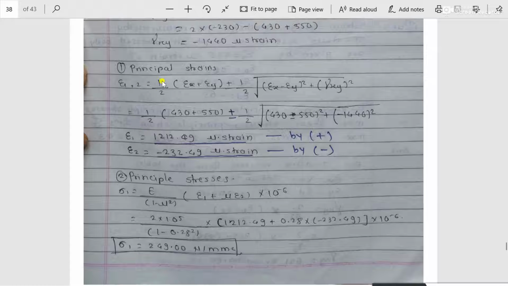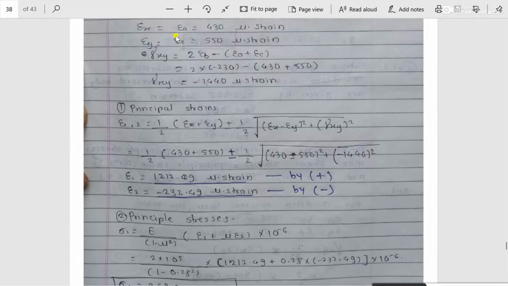For the next step, 1/2 is as it is. The epsilon x we have calculated from the top, so we put the value of epsilon x. The value of epsilon y is equal to epsilon c, as it is, plus minus sign also as it is, then 1/2 and the square root of epsilon x minus epsilon y, bracket square, that is 430 minus 550 bracket square, plus gamma xy, which we have calculated as a negative value, so we take that negative value as it is, that is minus 1440 square. From this equation I can calculate the values of epsilon 1 and epsilon 2.